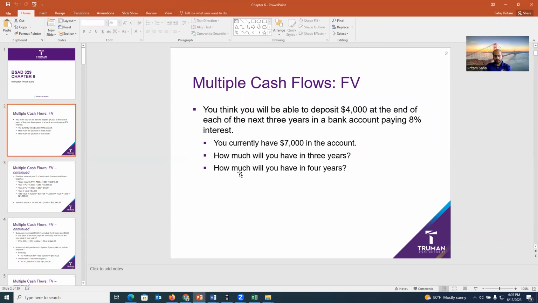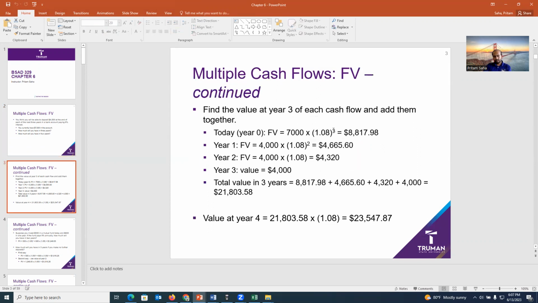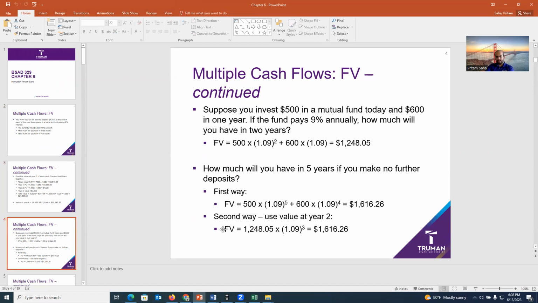Now, if we talk about how much you will have in 4 years, there are 2 ways you can do it. This will go 4 years, this will go 3 years, this will go 2, this will go 1. Or we already have calculated the value of these cash flows at the end of year 3. We know the future value of these cash flows at the end of year 3. Just grow this complete aggregated cash flow for 1 year. Compound this cash flow for 1 year. So that should be the value at year 4. That's it. Make sense?